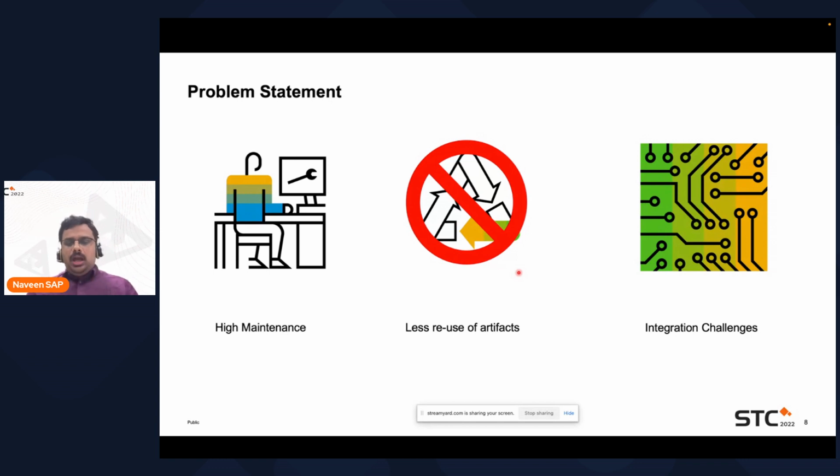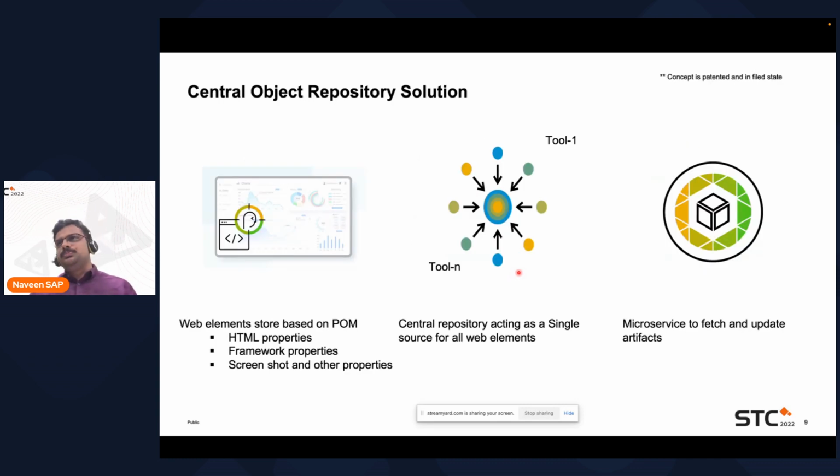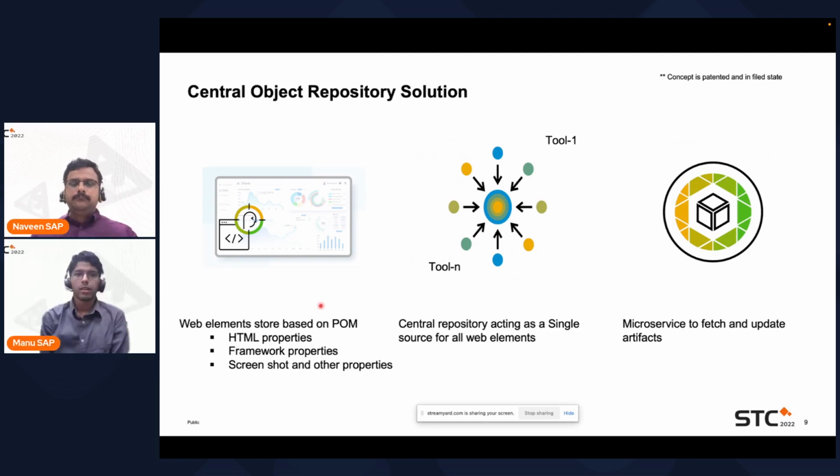Now we will see how our solution will help to overcome these challenges. To take us to the solution, I'll just hand it over to Manu. Awesome. Thank you, Naveen, for giving us an overview of the importance of UI automation and the problems that plague it. Now we look at our proposed solution to these problems.